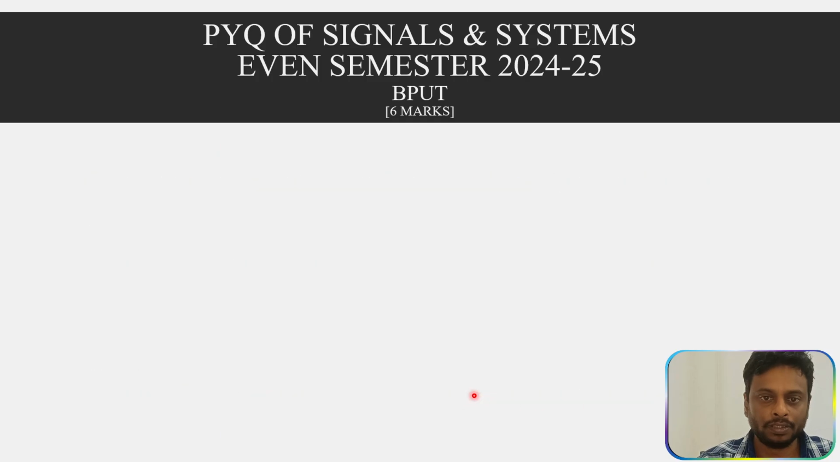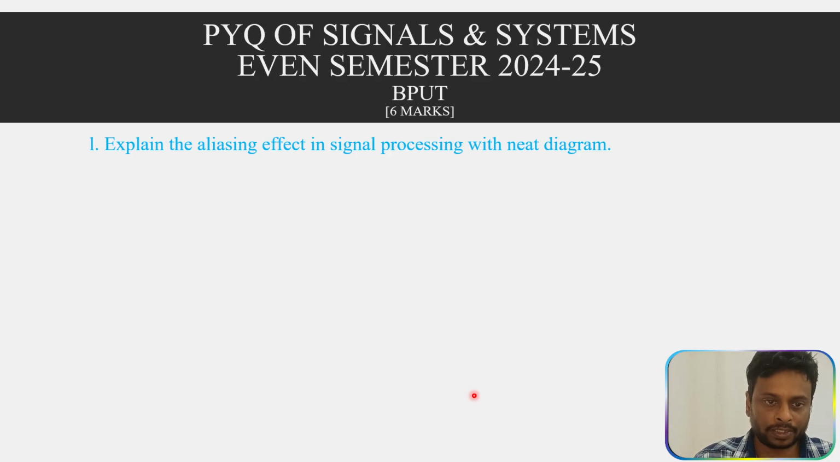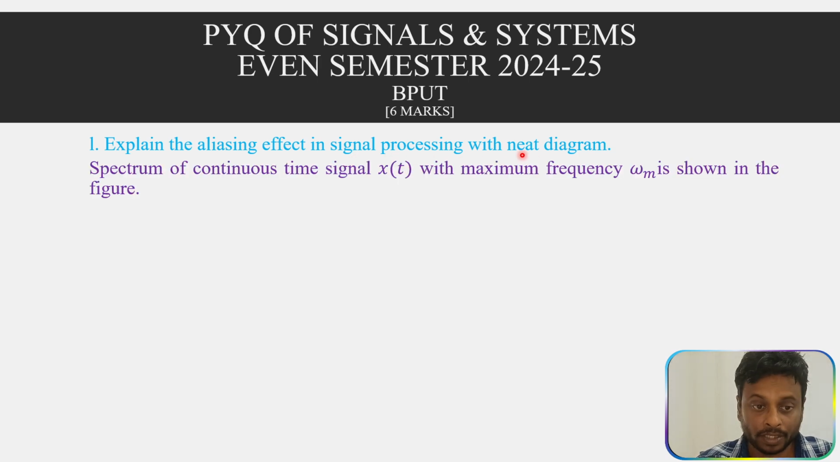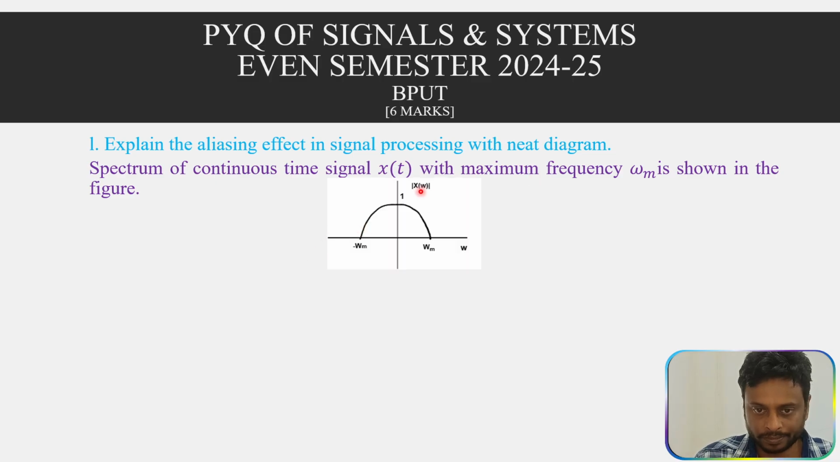Last question: explain the aliasing effect in signal processing with the help of a diagram. You can see a continuous time signal x(t) whose maximum frequency is ωm. This is the frequency response of x(t), with ω the frequency. It is band limited from −ωm to ωm, so the maximum frequency is ωm.